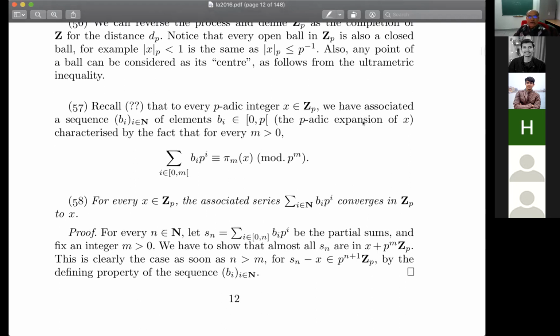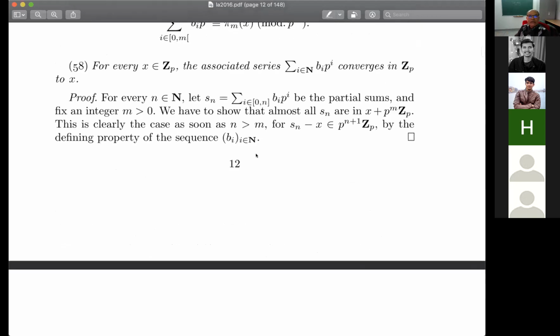Now we want to show that the p-adic expansion of a p-adic integer, we were just thinking of it as a family of digits, but in a certain sense, that integer is actually a limit. So that family has partial sums, right? You can add on any finite number of terms in that family. So x is actually the limit of these partial sums. So that's the claim, and here is the proof.